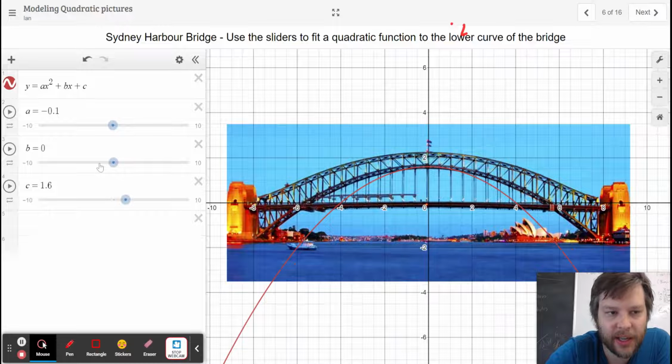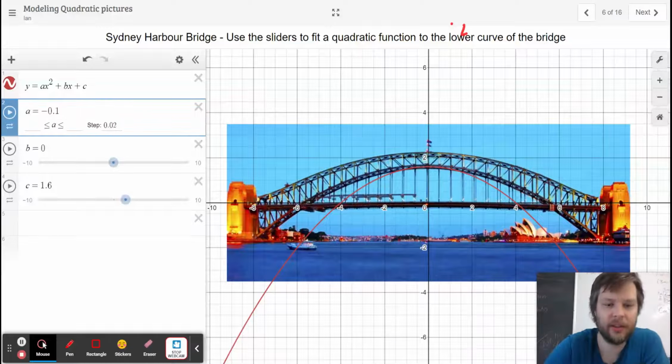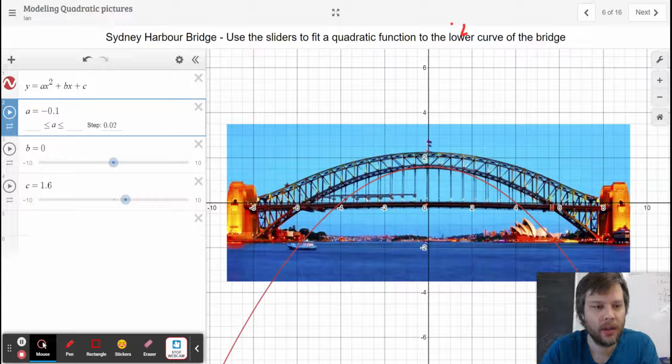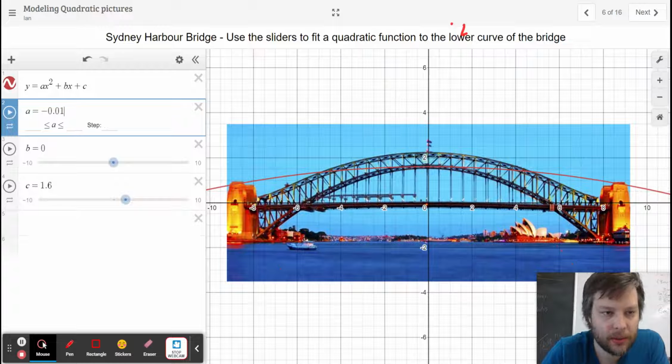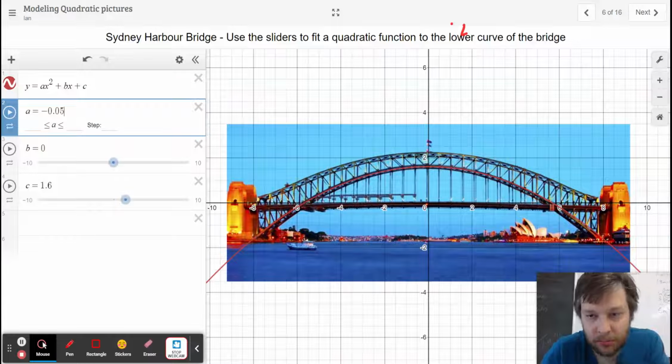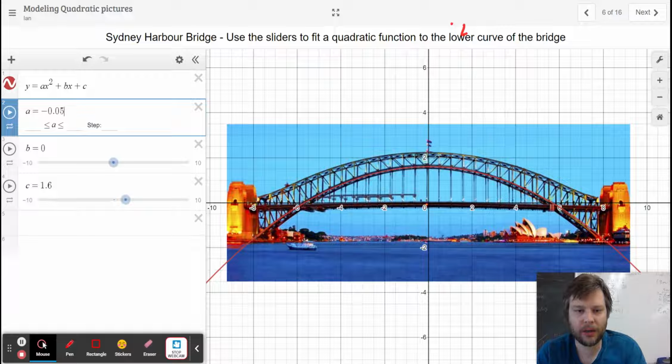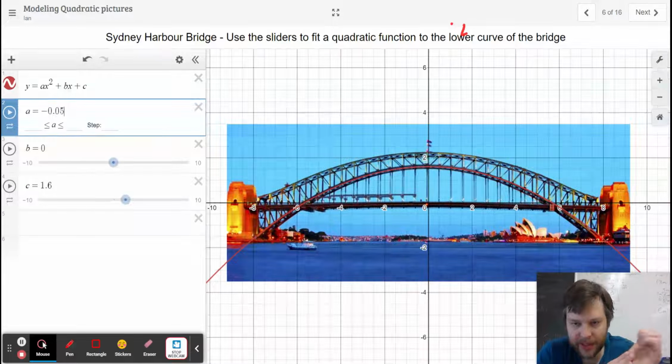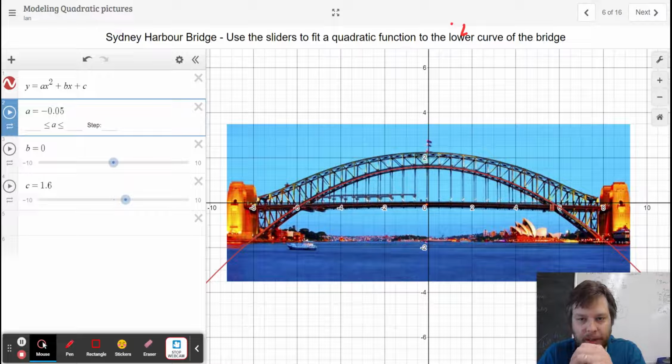And it looks actually like I even need a smaller a value. So I might try to do 0.01. That's too much. 0.05. Hey, that looks pretty good. It's not perfect because technically bridges aren't perfect parabolas, but they're pretty darn close. So that graph looks pretty good to me. And I got there just by messing around with the a and the c value.